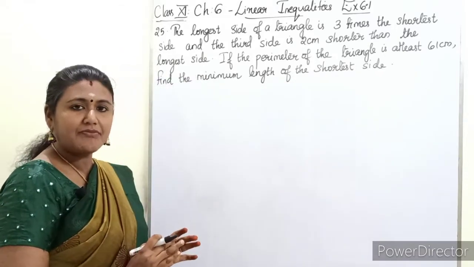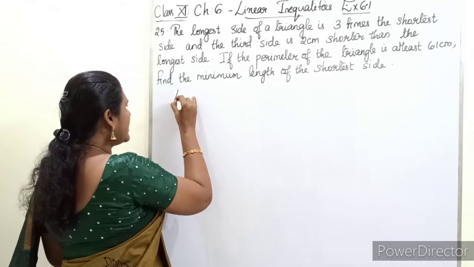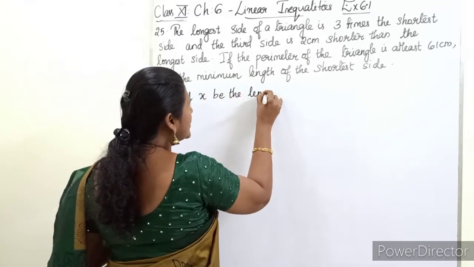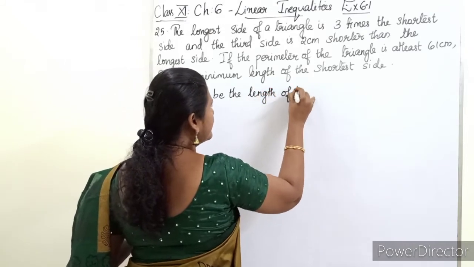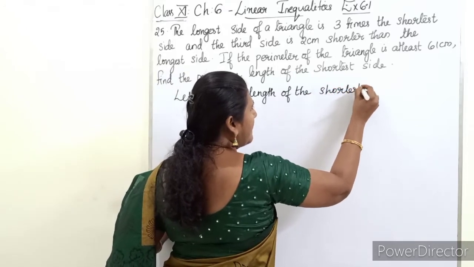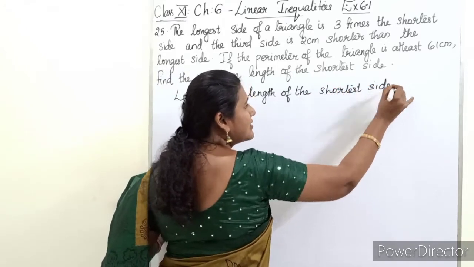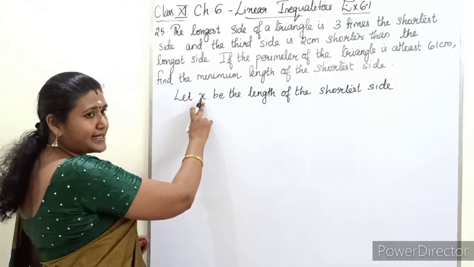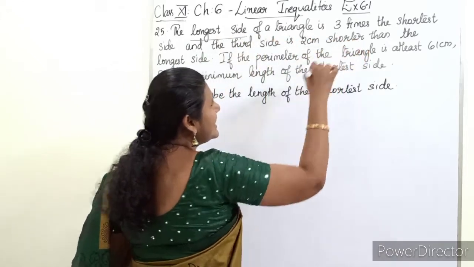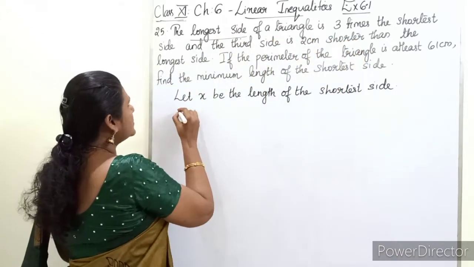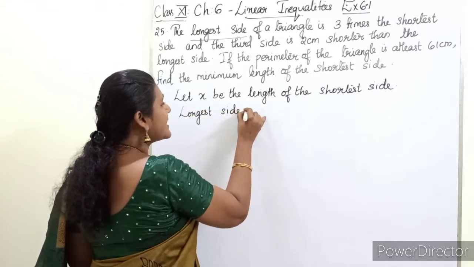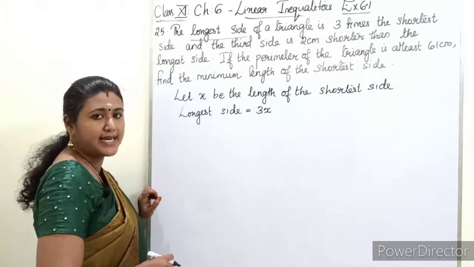So we will take that value as x. So let x be the length of the shortest side. Now we have to find the other two sides in terms of x. So what is the longest side? What is given? Longest side is 3 times the shortest side. So we can write the length of the longest side is equal to 3 times the shortest side, that is 3x.